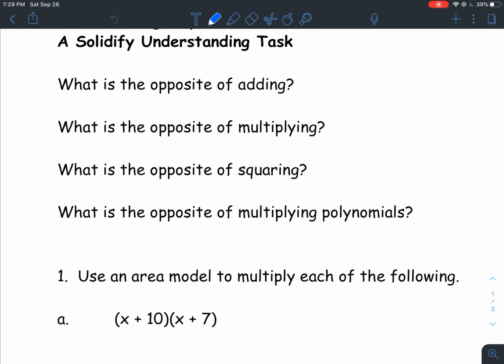So the first question says, what is the opposite of adding? This should be hopefully pretty easy for you guys. The opposite of adding should be subtracting, right? Next question asks, what is the opposite of multiplying? Well, it's dividing, right?